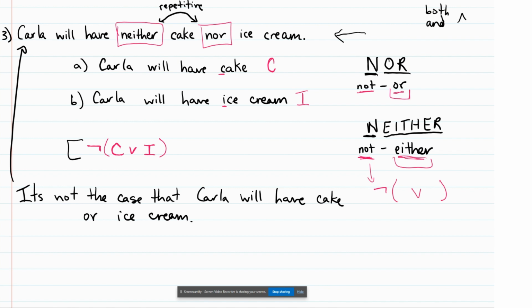Right? In fact, if we put an either back in here, right? So if we say it's not the case that Carla will have either cake or ice cream, we can notice that this not takes widest scope over the either right here, over the either and the or, giving us in principle kind of, right, a neither and a nor.